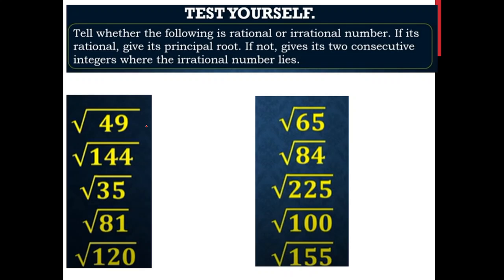Yes, it's a perfect square. That is 7 times 7. That's 49, right? So this is a rational number, and then the principal root is 7. Now, how about 144? Is it a perfect square or not?